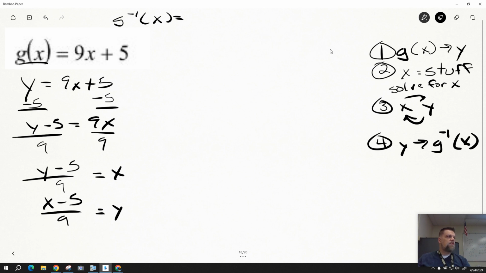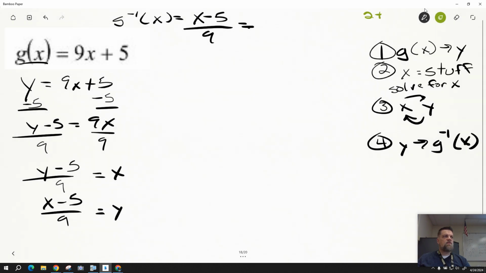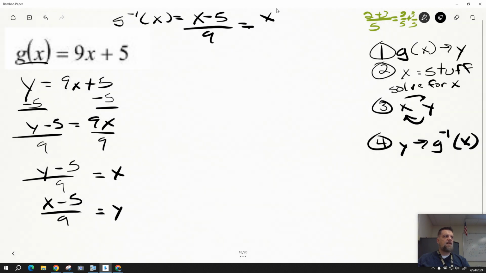But what I will do is separate this. Instead of leaving it like this, remember that I can separate it. For example, 2 plus 3 over 5 is the same as 2 over 5 plus 3 over 5. So I'm going to do that here with my stuff over 9. I'm going to say x over 9 minus 5 over 9.